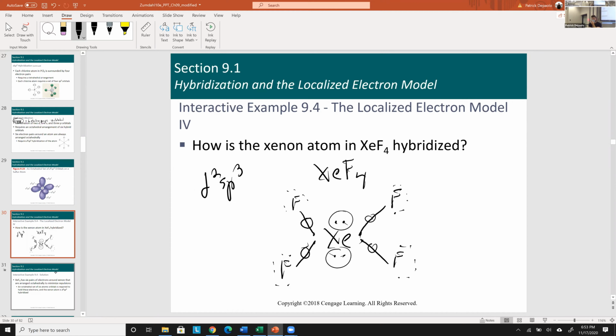Good question. So on a test, what would it ask for? It could ask what is the hybridization of xenon. It could ask what is the hybridization of fluorine. It could ask what is the molecular or electron geometry of this molecule. That's about it. Or it could ask how many lone pairs of electrons, things like that. Things that you would need to know the Lewis structure to figure out.